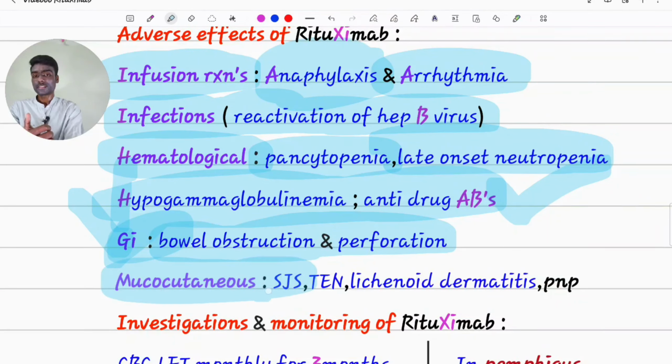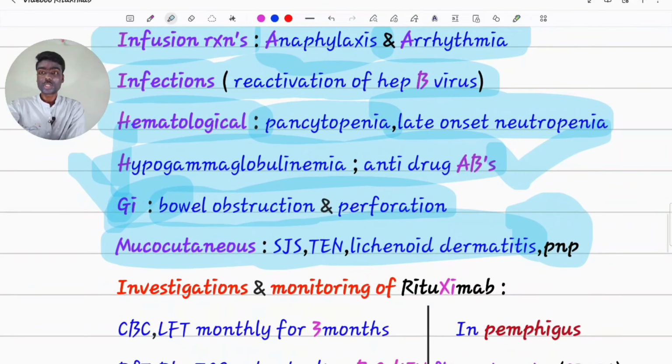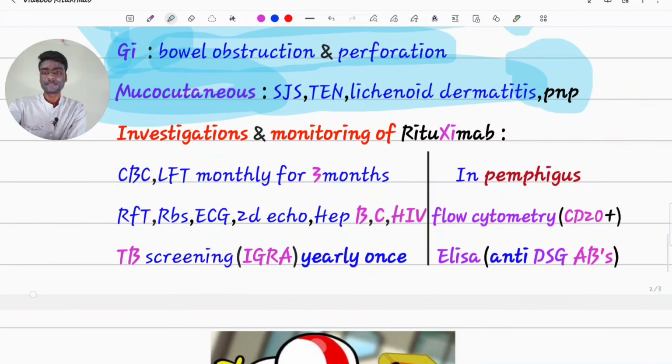Mucocutaneous side effects like SJS, TEN, lichenoid dermatitis, paraneoplastic pemphigus. Other vesiculobullous diseases can occur. We are treating vesiculobullous diseases with rituximab. As a reaction, vesiculobullous dermatosis can occur.